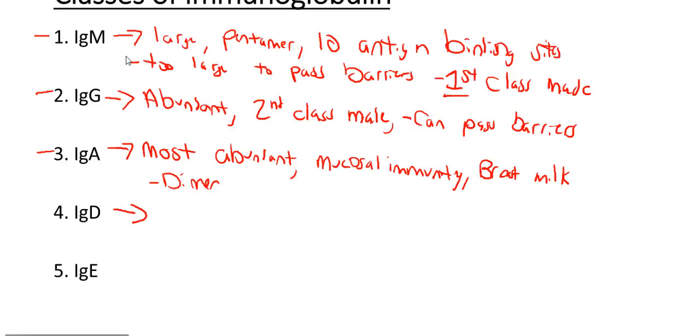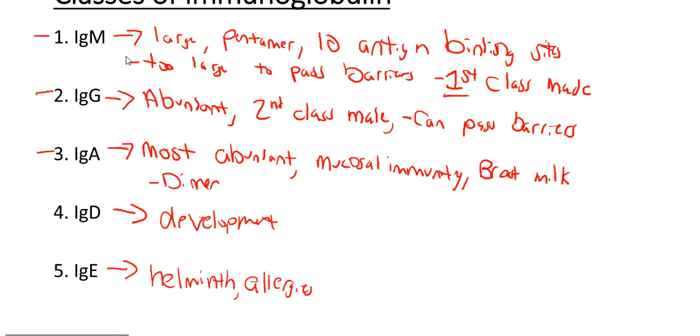IgD is not very abundant. It's less than 1% of immunoglobulins in serum. And we think it's involved in development of immune responses. IgE is barely detectable in blood, and we think it's involved in maybe a helminth disease, like a parasitic worm, or perhaps also involved in allergies.